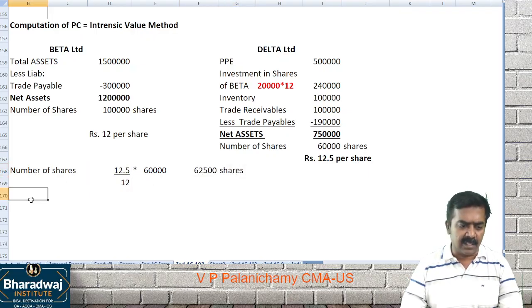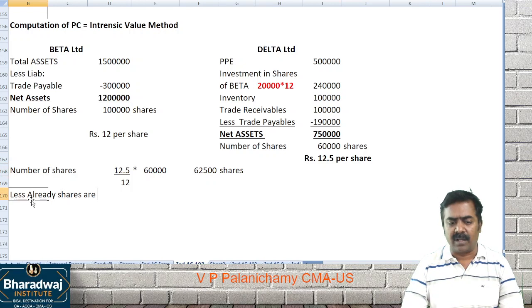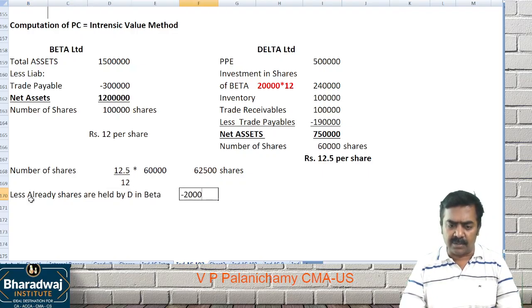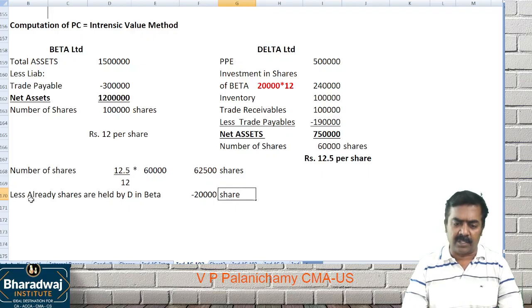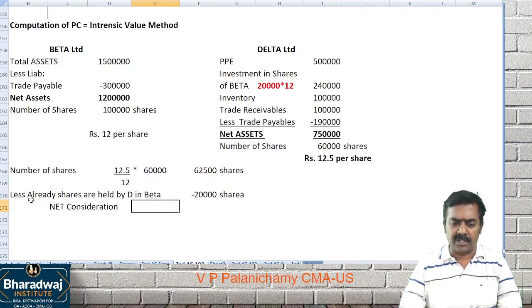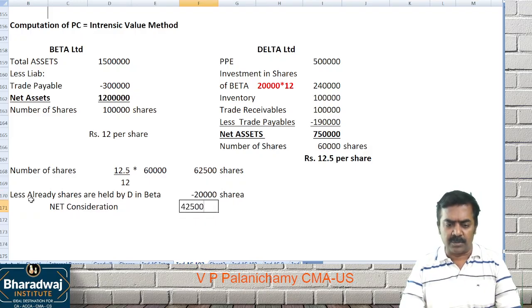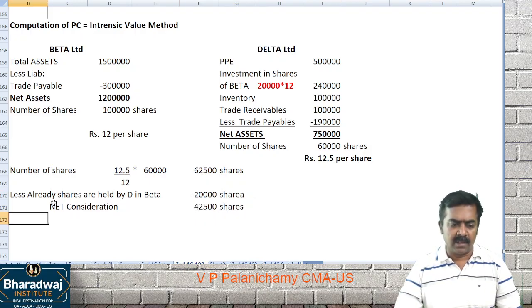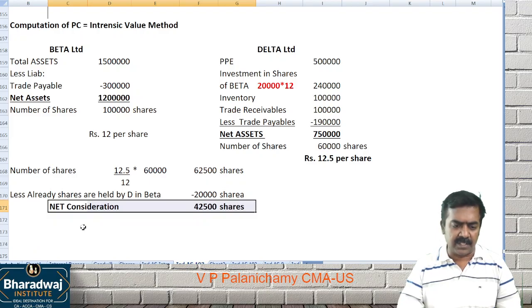In this, listen, less already shares held by the selling company in the purchasing company. Delta in which one? Beta. எவ்வளவு share already வச்சிருக்காங்க? 20,000 shares. We will not take over. We'll ask them to keep it. So net consideration எவ்வளவு shares தரணும்? 42,500 shares தந்தா போதும். Okay, 42,500 shares.